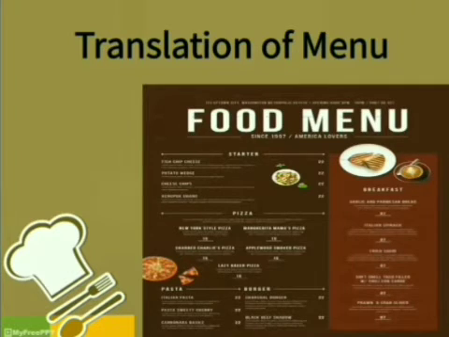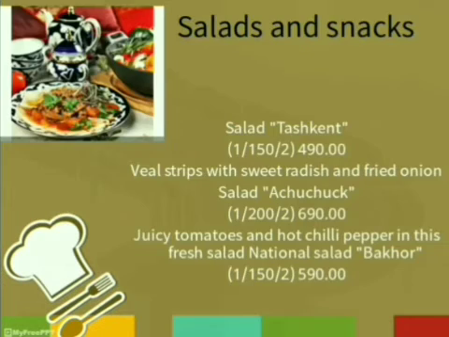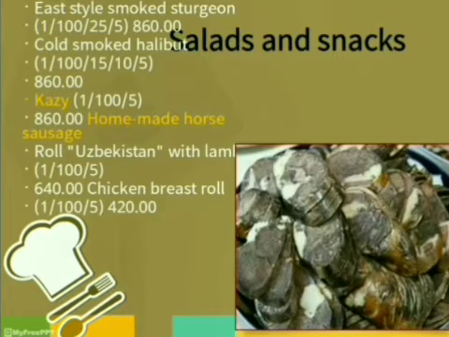Now let's talk about the translation of menus. When we talk about translating menus, we may come across difficulties. Especially, we present some parts taken from different menus of different restaurants. Salad and snacks. Tashkent salad: how to translate it into English? They give the same word without translating Tashkent, but below they give an explanation: veal strips with a sweet radish and fried onions. So here they give an explanation to the reader.